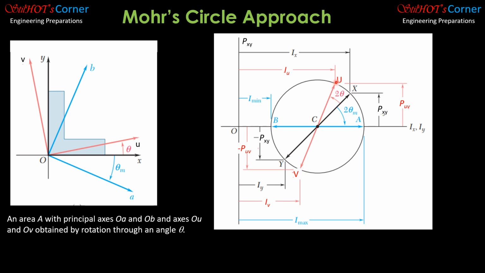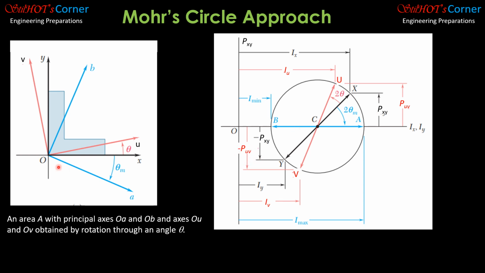So this point is the value of Iu, the moment of inertia with respect to the u-axis. And this value here, the v-axis at the end point of that diameter also, is the value of the moment of inertia with respect to the v-axis. Correspondingly, this distance from the center vertically would be the product of inertia with respect to the uv axis, and this is the negative of the product of inertia with respect to the uv axis.